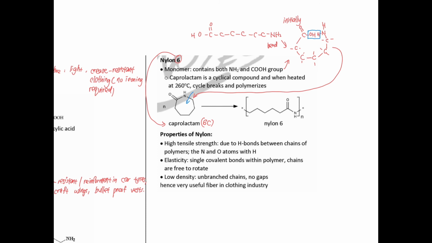Okay, so now let's see the properties of nylon. The first one, high tensile strength. So what is that? Tensile means you can pull it. That's why it's used in tug of war, because you can pull it and it never breaks. So it's something like this. I try to draw it out.